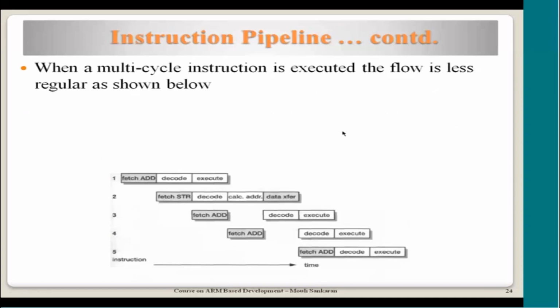Now when a multi-cycle instruction is executed, the flow is less regular as shown below. So what is a multi-cycle instruction? As I told you, there could be a sequential access of memory, and one instruction can perform copying or taking multiple values from memory, or transferring multiple values between a set of registers and the memory. So during a multi-cycle operation, take an example. In that case, what happens is the execution part of that instruction gets extended. Okay, let us not worry about that too much here.